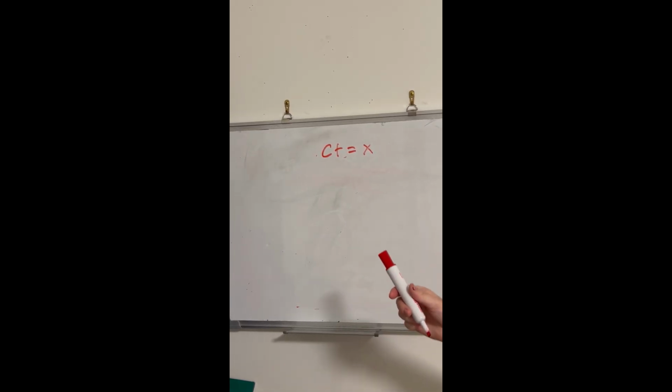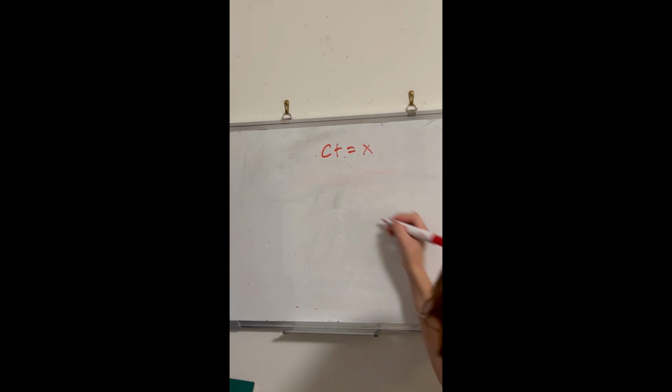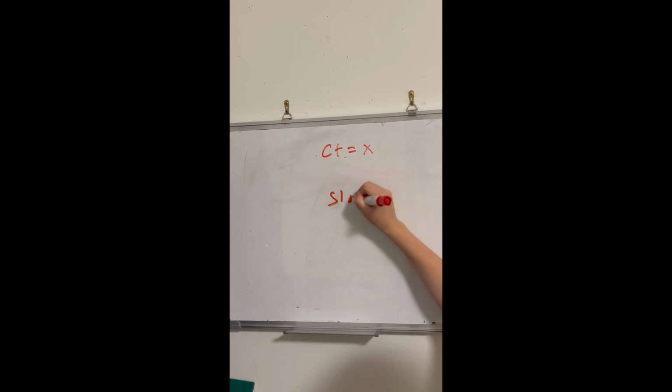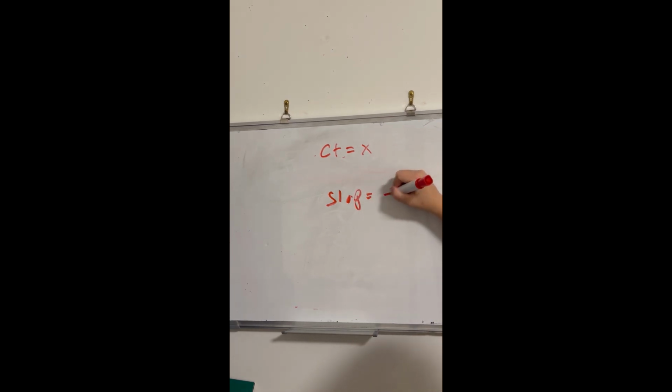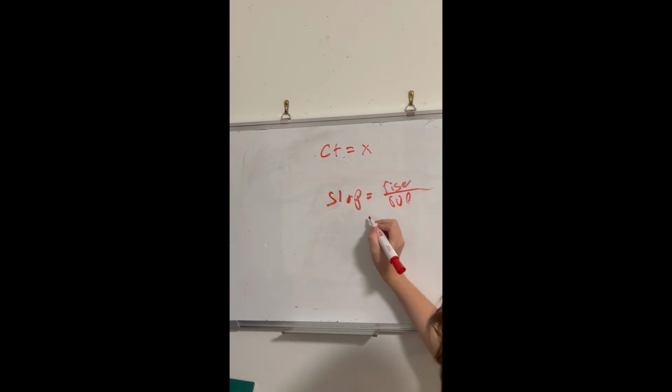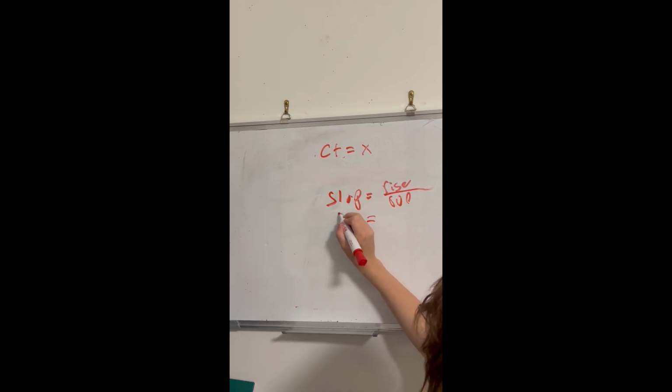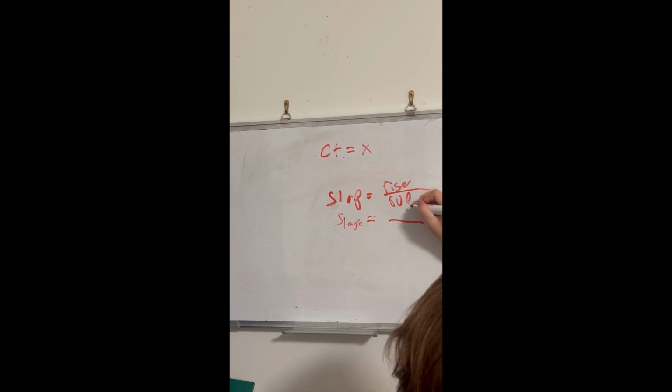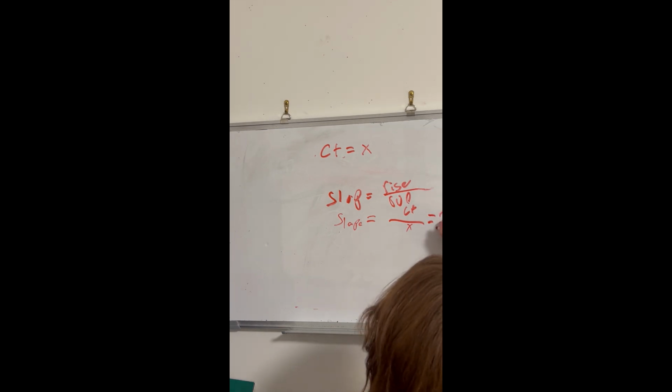Since CT equals X, we can just put this into the slope formula, which is rise over run, and run is CT, and X and X, since they both equal the same, that just equals out to 1.